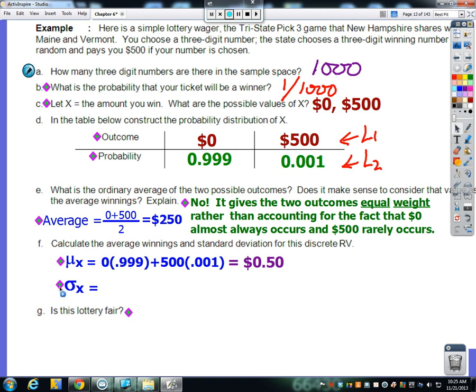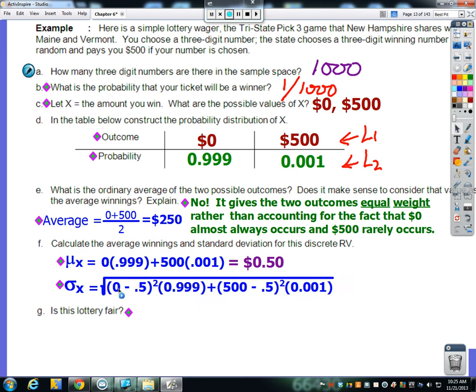The standard deviation, again, we take the individual value and subtract away the mean, which is 0.5 or 50 cents, square it, multiply it by its probability, plus the same thing for the other individual value minus its mean squared, times its probability, and that should give us $15.80.